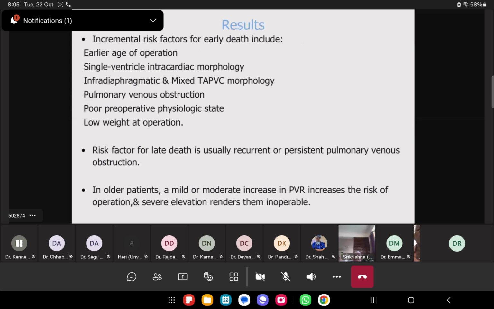Results. Incremental risk factors for early death include earlier age at presentation, single ventricle intracardiac morphology, infracardiac and mixed type of TAPVC, pulmonary venous obstruction, poor preoperative physiological state, and low weight at operation. Risk factor for late death is usually recurrent or persistent pulmonary venous obstruction. In older patients, a mild or moderate increase in PVR increases the risk of operation, and severe elevation renders them inoperable.